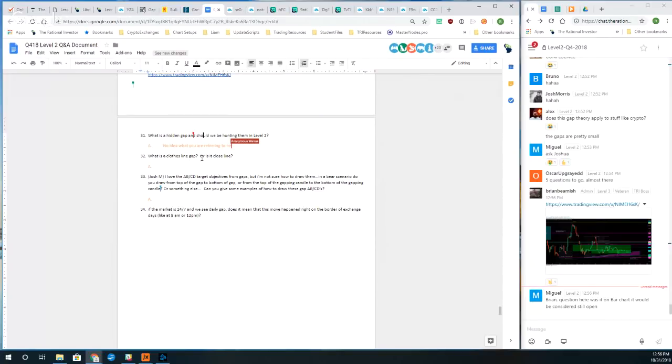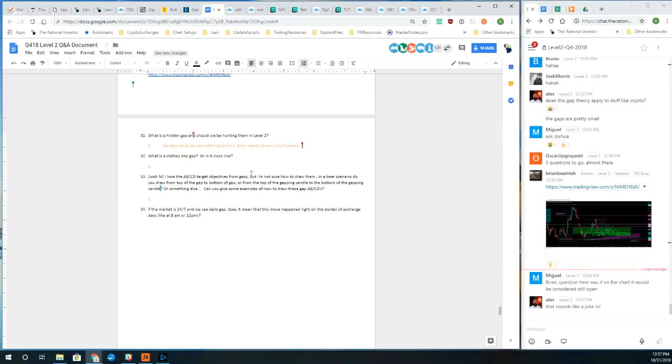What is a clothesline gap? Or is it clothesline? I don't know. I mean, I suppose technically a clothesline won't show gaps because it's a line chart. So maybe that's what they're making reference to. So if you had a clothesline chart, it won't show the gaps. So maybe a clothesline gap, they'll make reference to the chart where the gap is, because like I said, the clothesline just won't show it.